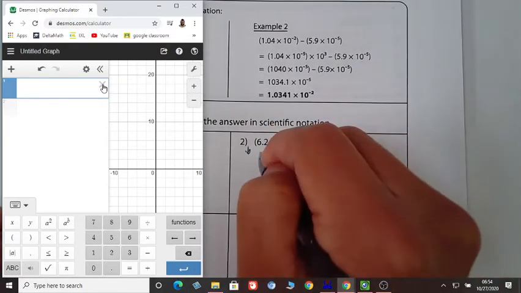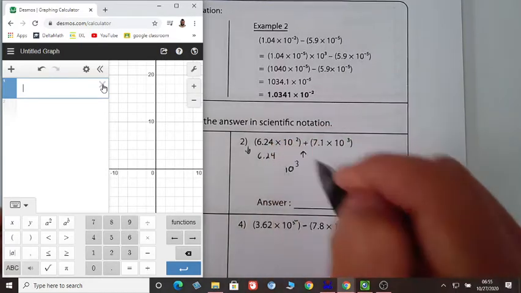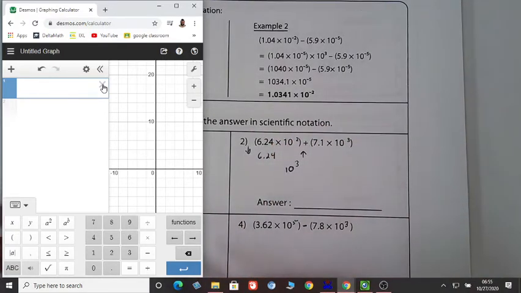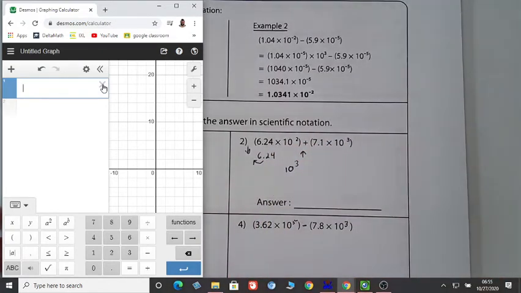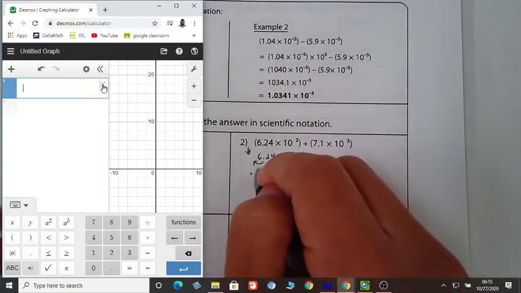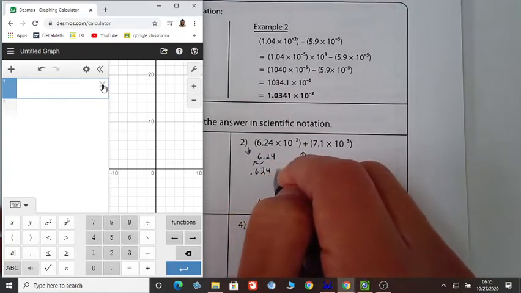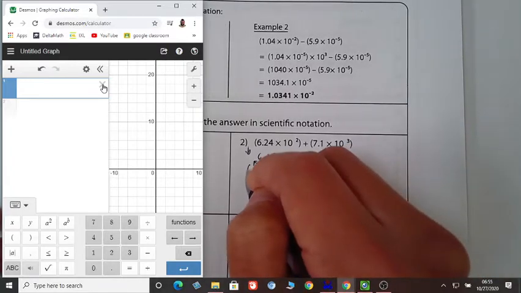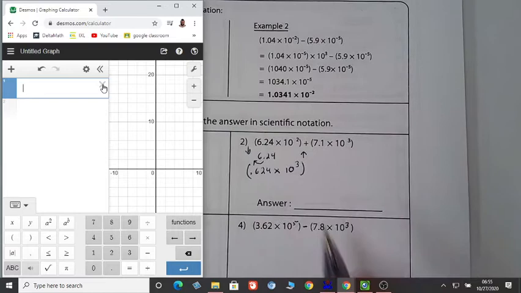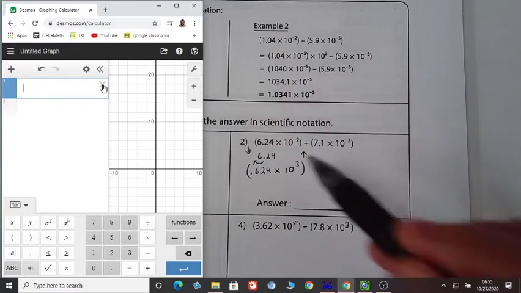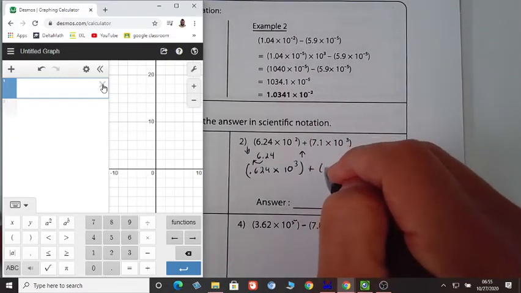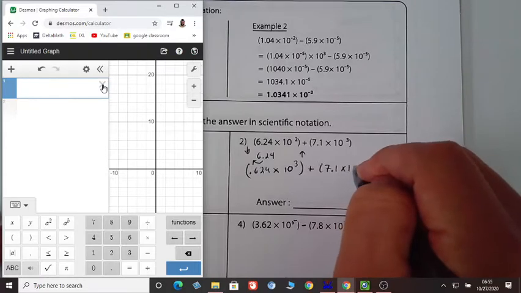So I'm going to write the 6.24, and to make it smaller, I move the decimal to the left. So what I have is 0.624 times 10 to the 3rd. 0.624 times 10 to the 3rd is the same thing as 6.24 times 10 squared. So I just adjusted the exponent and the coefficient, but I still have the same number. And then I'm adding it to 7.1 times 10 to the 3rd.